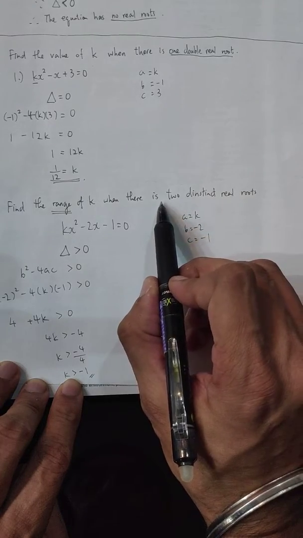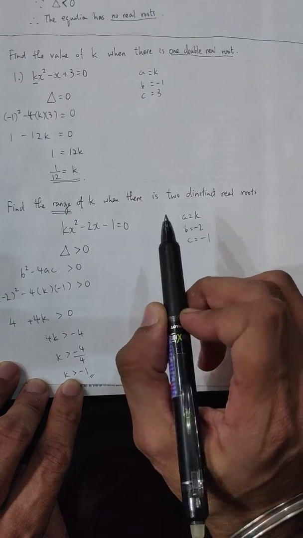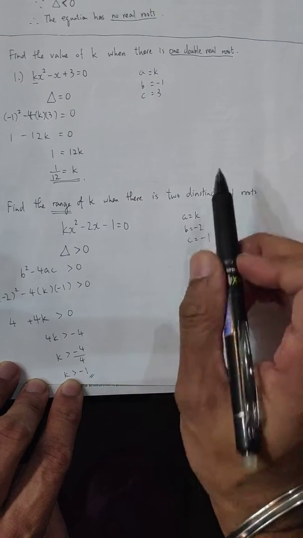So when you are asked when there are no real roots, then we will use that the discriminant is less than 0. That's the third case.